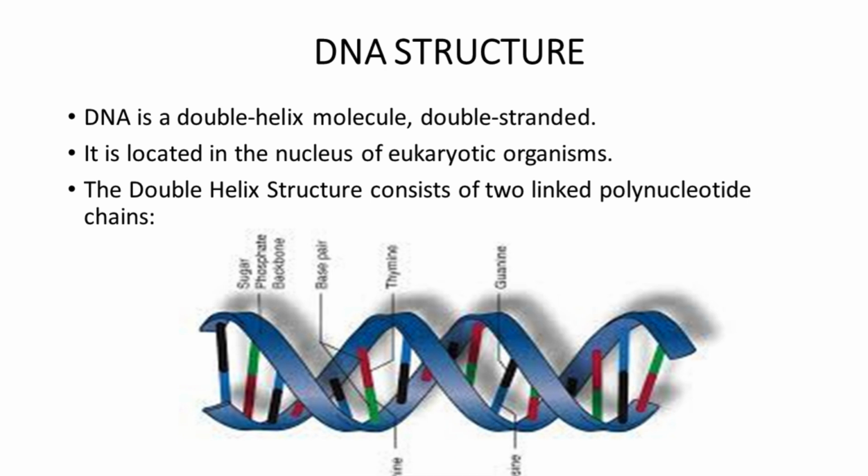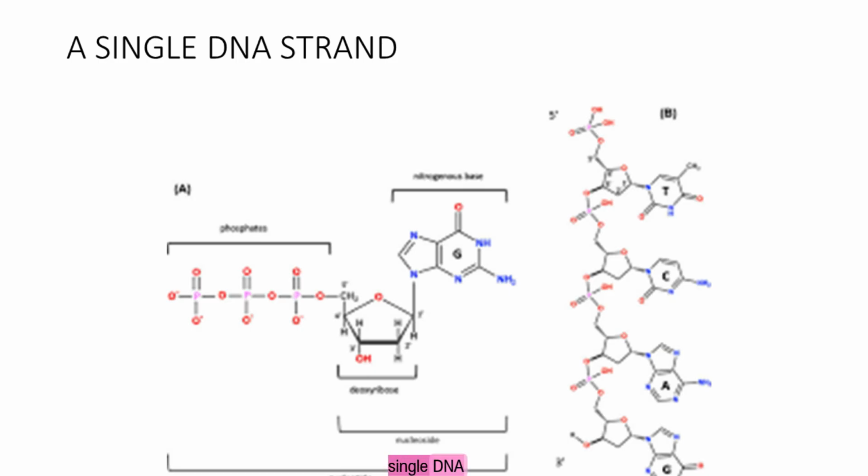Now, on this second slide, I show you a single DNA strand. Looking at this single DNA strand, we can observe that each DNA strand is composed of small building blocks called nucleotides. Every nucleotide contains three important components.